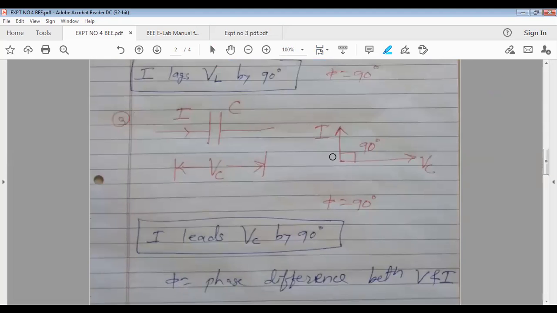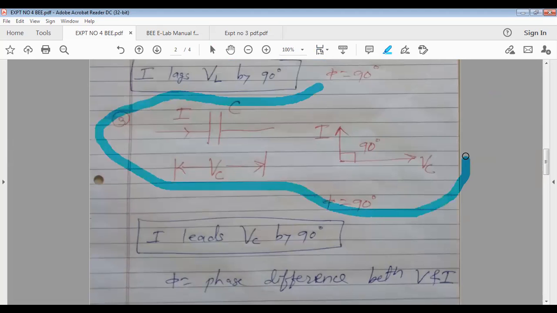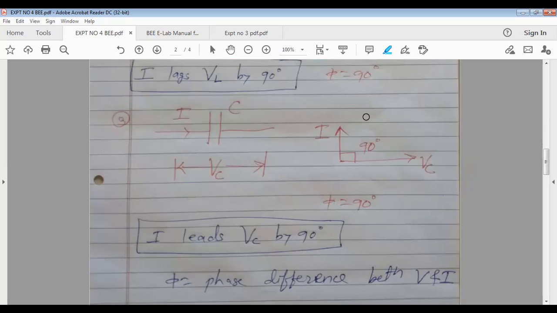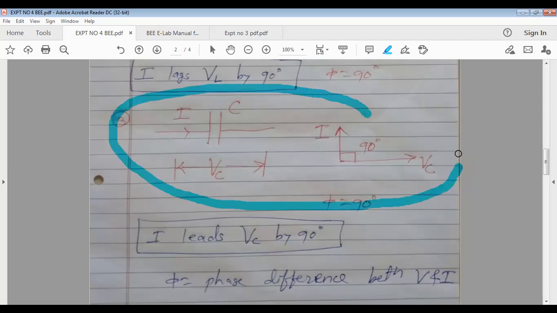Both are in phase. For capacitance, some of you may have learned in 12. For capacitance, current leads voltage by 90 degree. So in phasor diagram, leading parameter, they are measured in anti-clockwise direction. So whenever I say for capacitor, current leads voltage by 90 degree, can I say voltage lags current by 90 degree?